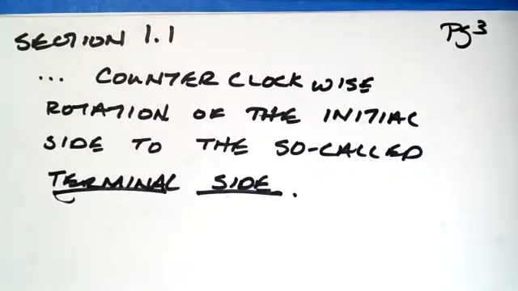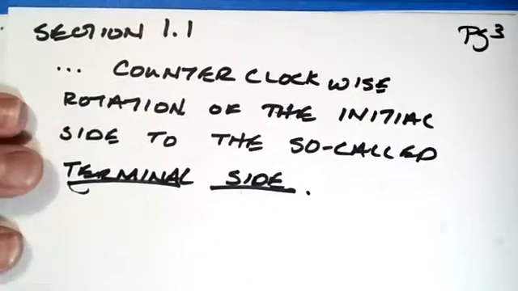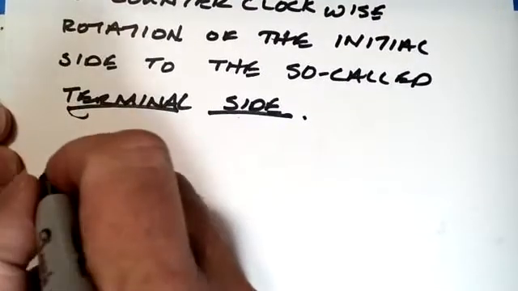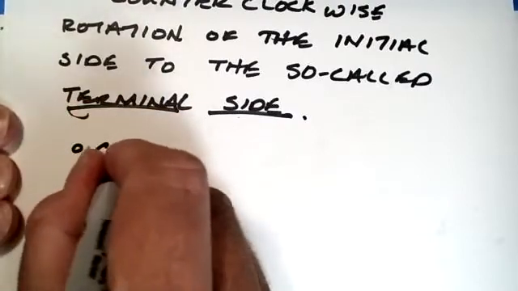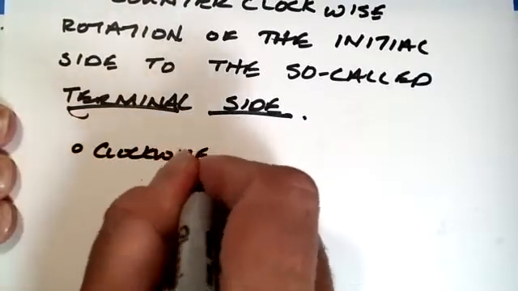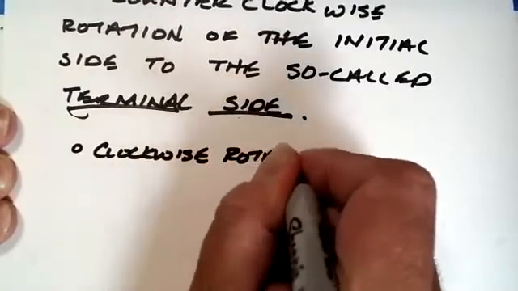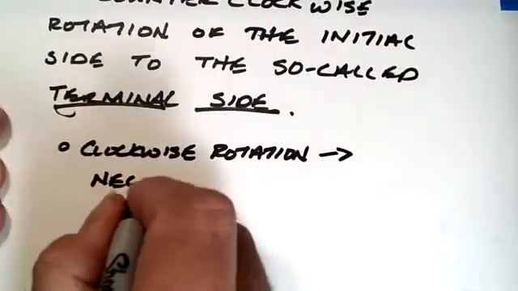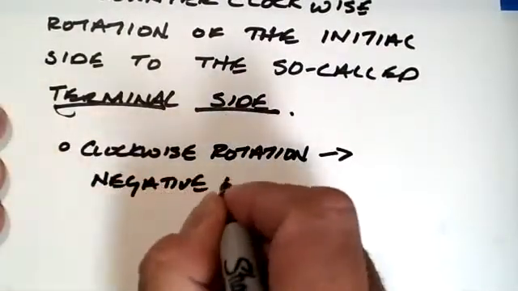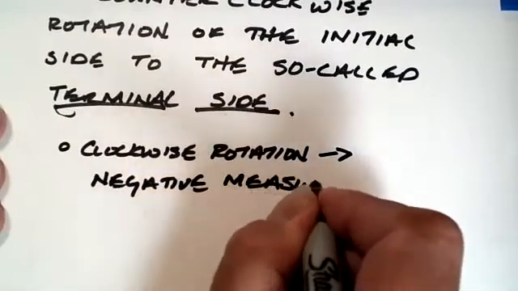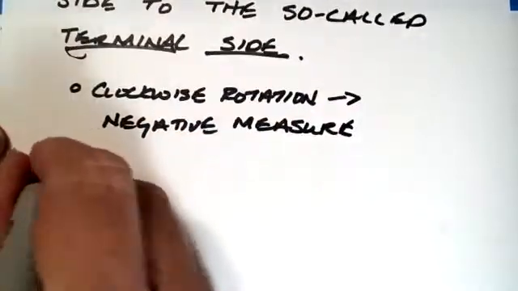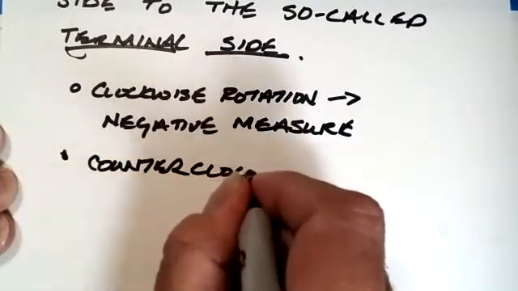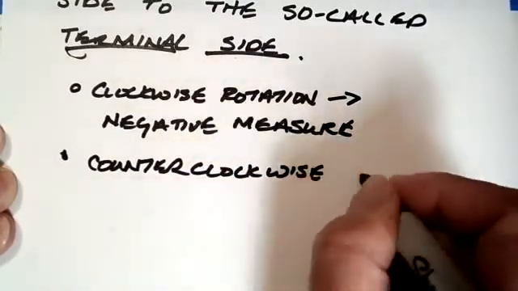Now that we have a direction of rotation, we're going to assign a sign to what that rotation means. So clockwise rotation means negative measure. So you can, in some sense, have negative angles. Counterclockwise, on the other hand, is positive.